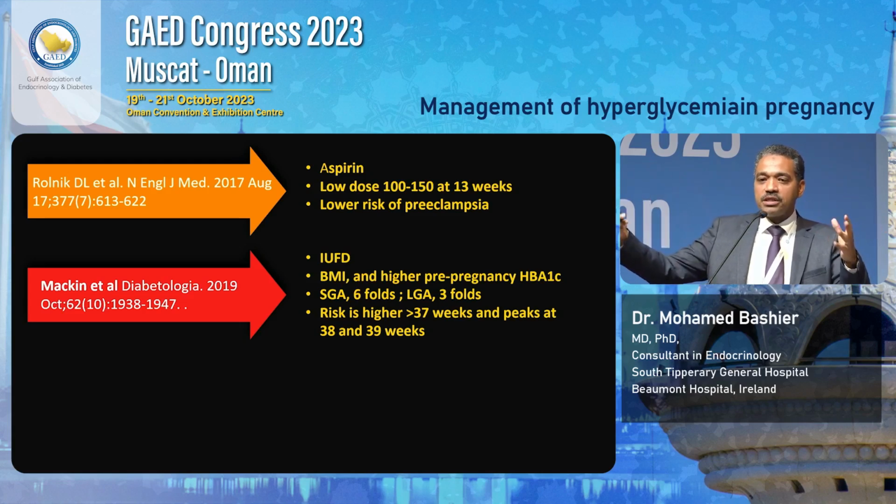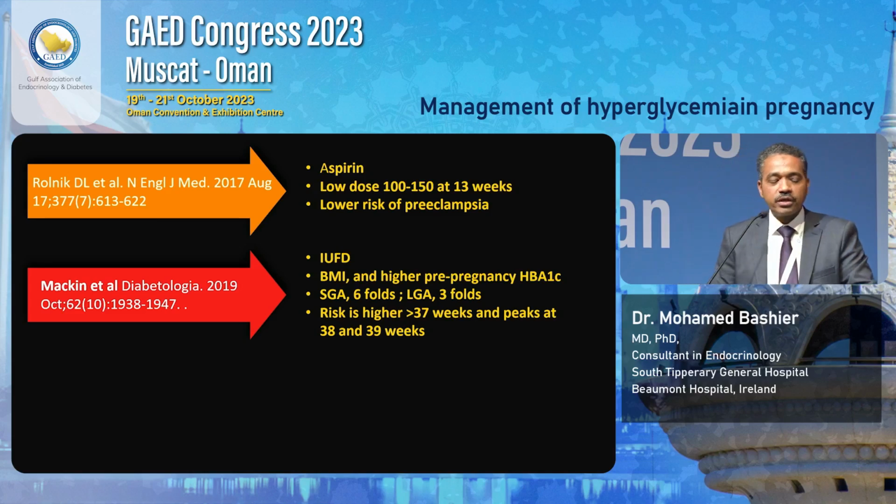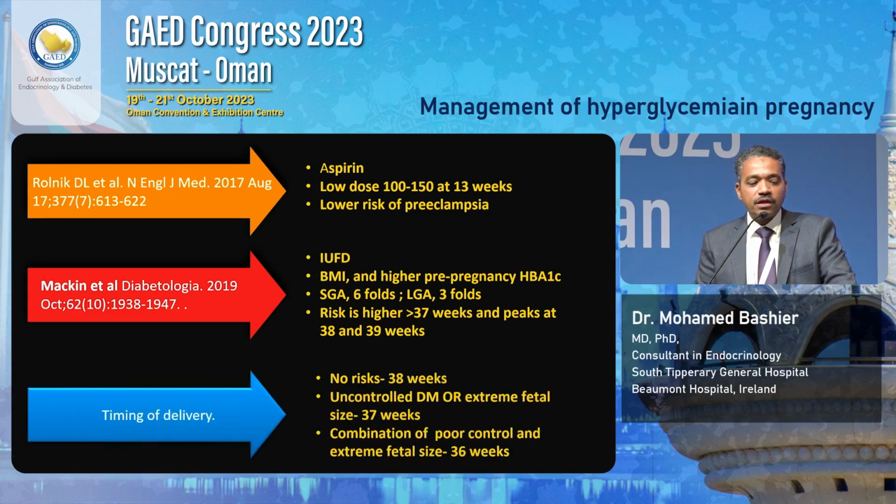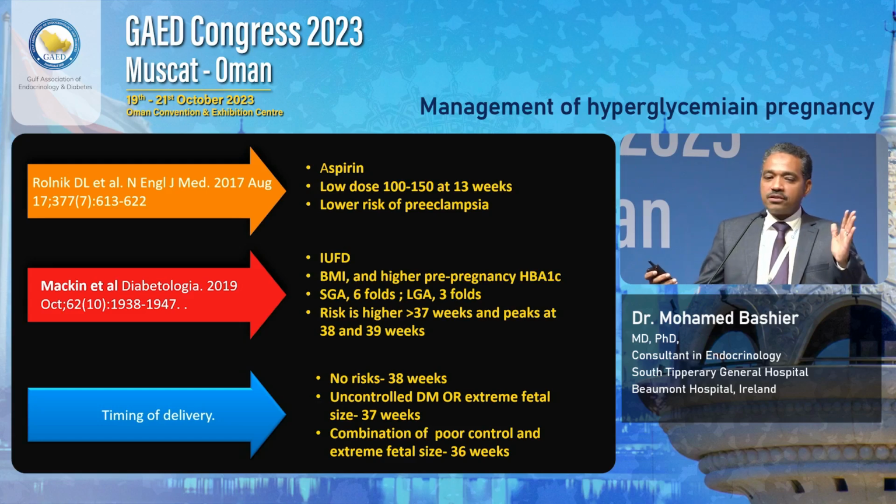HbA1c, high HbA1c, and extreme body weights. Very large babies, very small babies, with high uncontrolled diabetes. And most of the deaths happened after 37 weeks gestation. So what we do in our clinic in timing of delivery is that we look at the risk factors at 35 weeks gestation, and if there are no risk factors, we can deliver at 37 weeks.